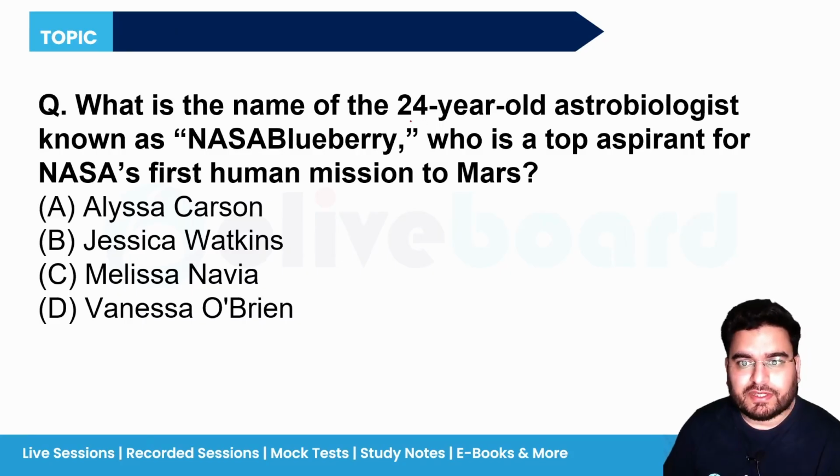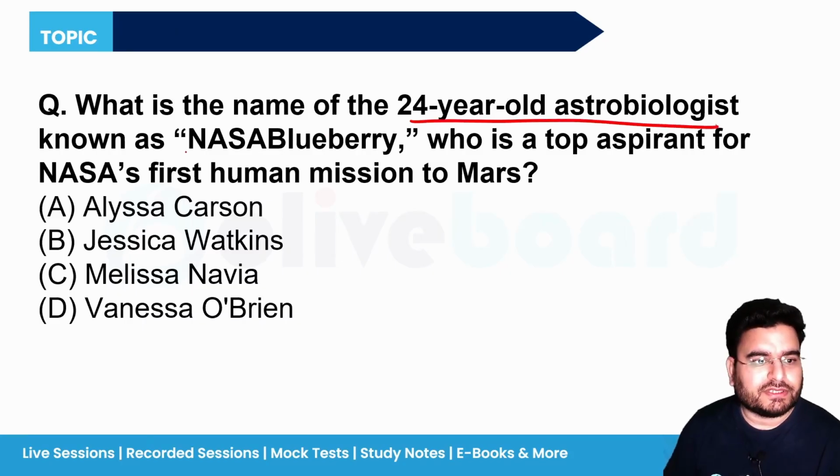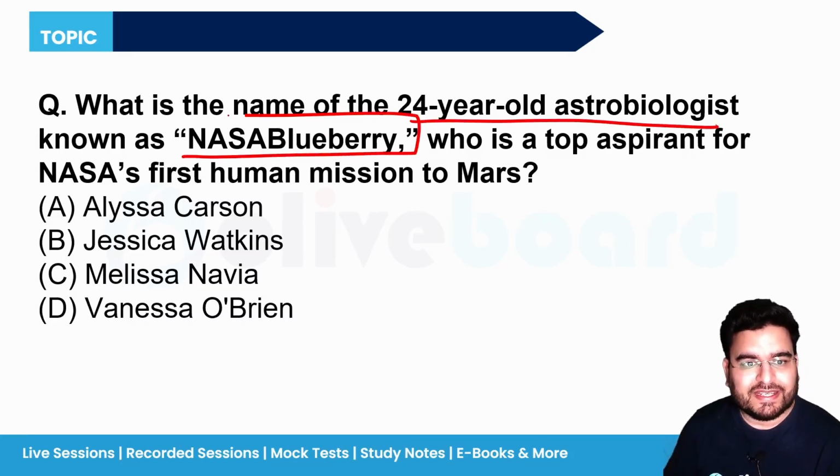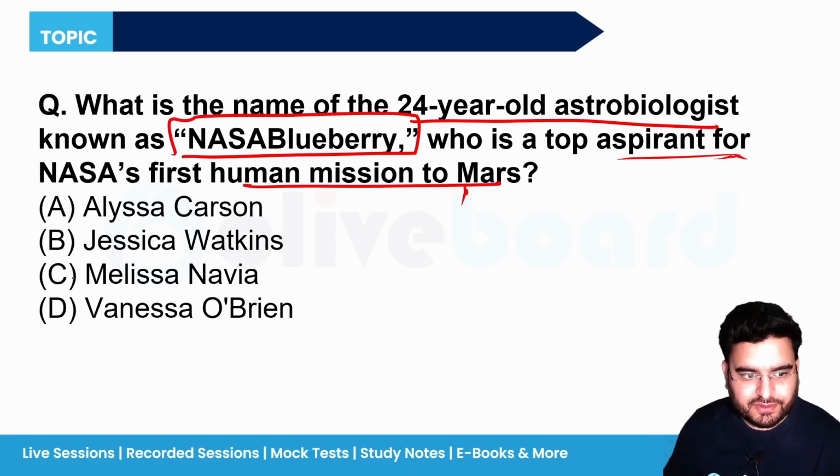Next is Alisa Carson, again person in news. Youngest astronaut in training, aiming for NASA's first human mission to Mars. Now this is a big news. So what is the name of the 24-year-old astrobiologist known as NASA Blueberry? Please remember these keywords. Who is the top aspirant for NASA's first human mission to Mars? So correct answer is Alisa Carson.